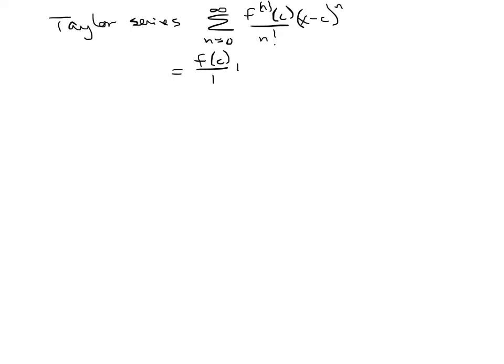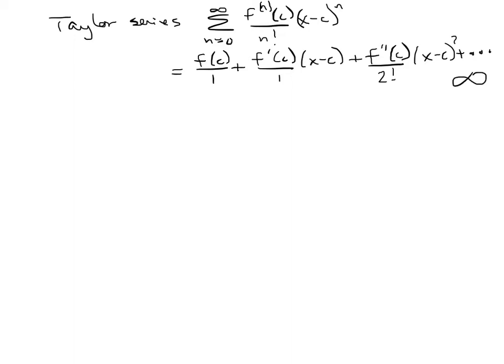And then the next one is plus the first derivative evaluated at c divided by 1 times x minus c, plus the second derivative evaluated at c divided by 2 factorial, which is 2, times x minus c squared, plus dot, dot, dot. It's infinite. So a Taylor series goes on forever.